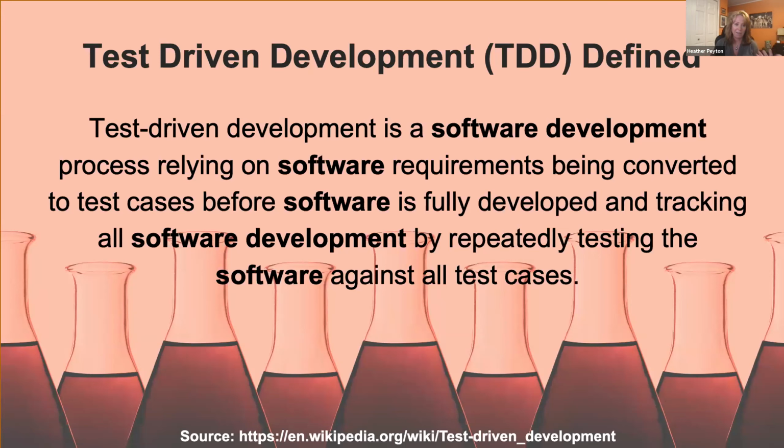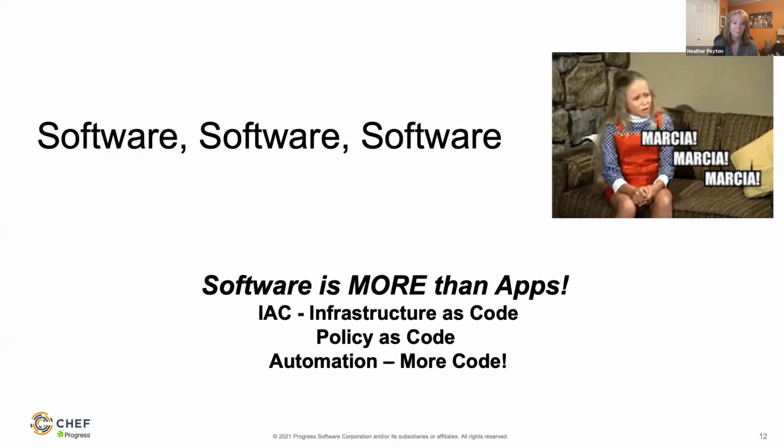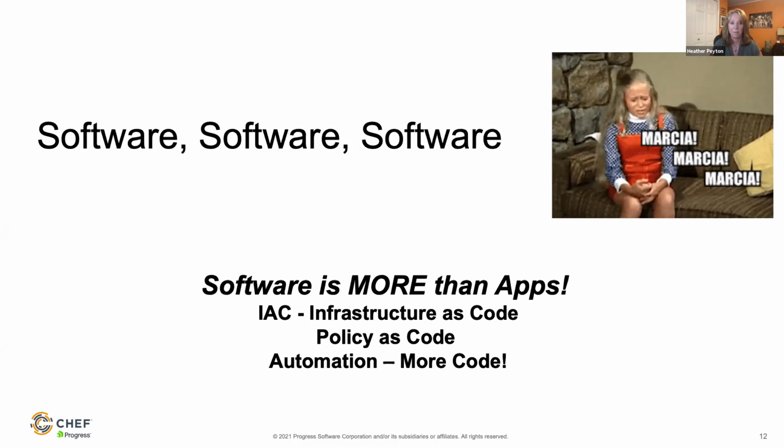So if you look at this definition of test-driven development, what really stands out is software, right? But software is more than apps. Infrastructure as code is a code base, aka software. Policy as code is code, aka software. And automation is code, even more software. So once we move to this as-code world, the principles of software testing become more and more applicable to infrastructure automation and policy automation.